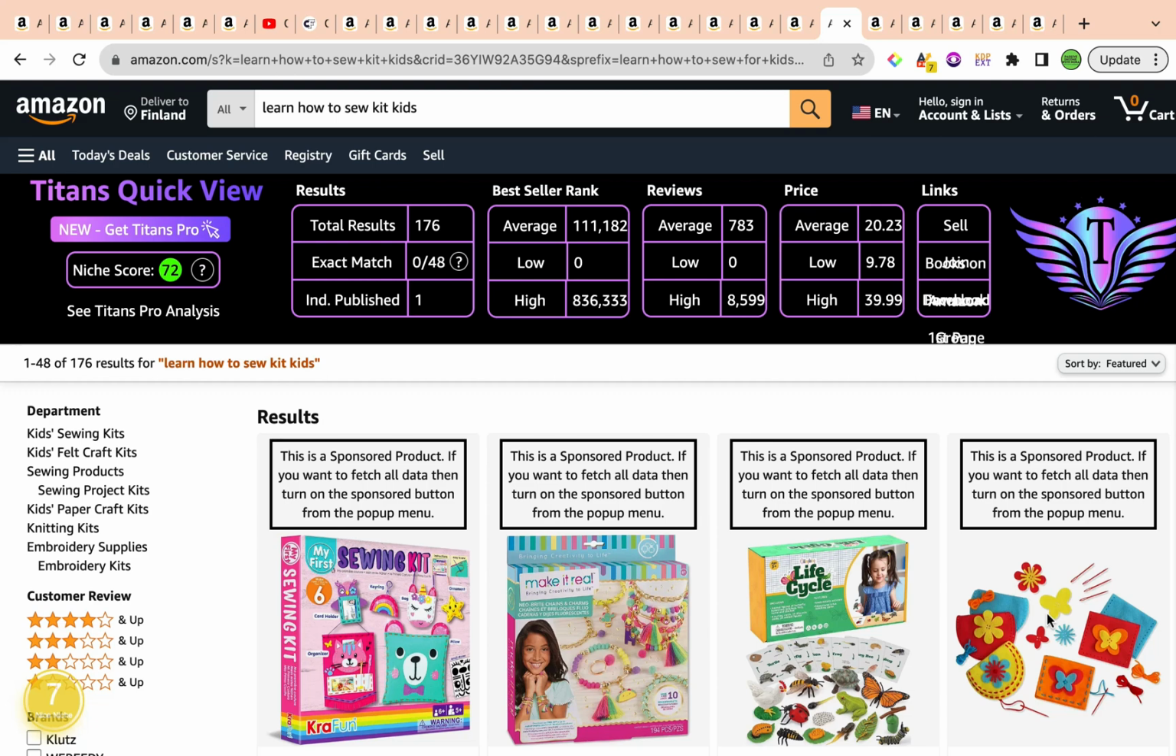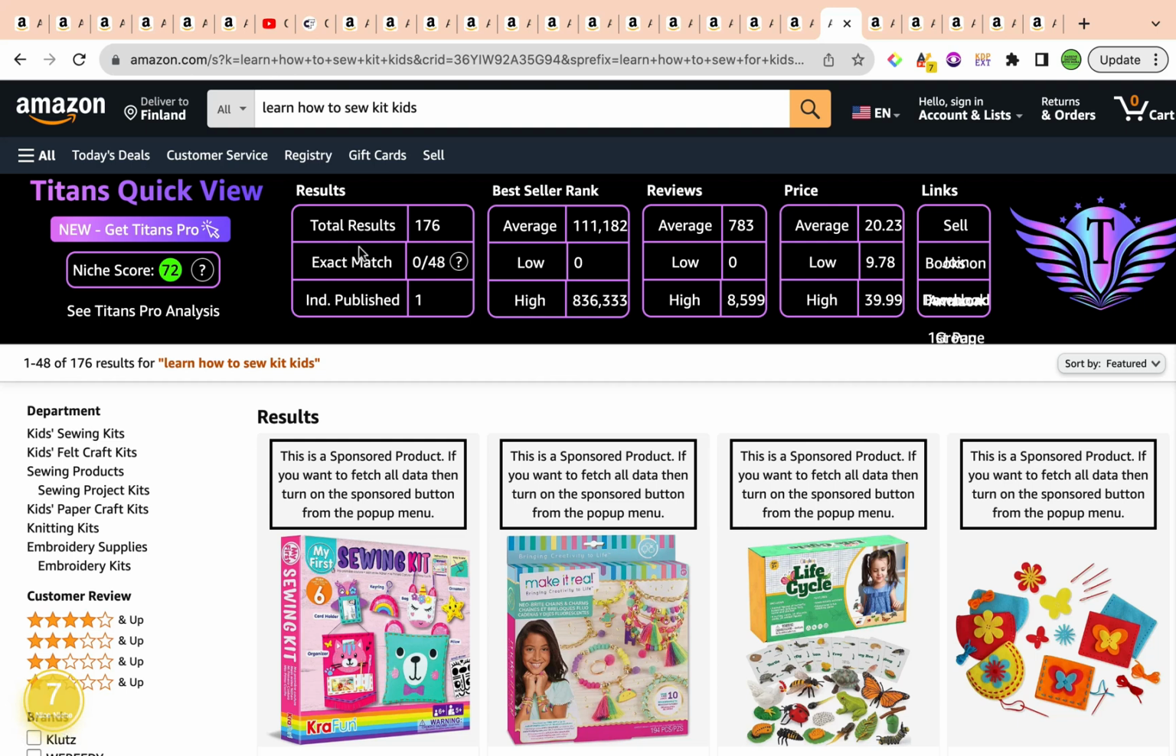Now, breaking up the results right here, learn how to sew kids has a keyword niche score of 72 by Self-Publishing Titans, and 72 is quite high. I'm quite happy with that. And it also has a keyword niche score of number 7 by Amazon Scout Pro Chrome extension, categorizing this wonderful keyword as a nice niche.